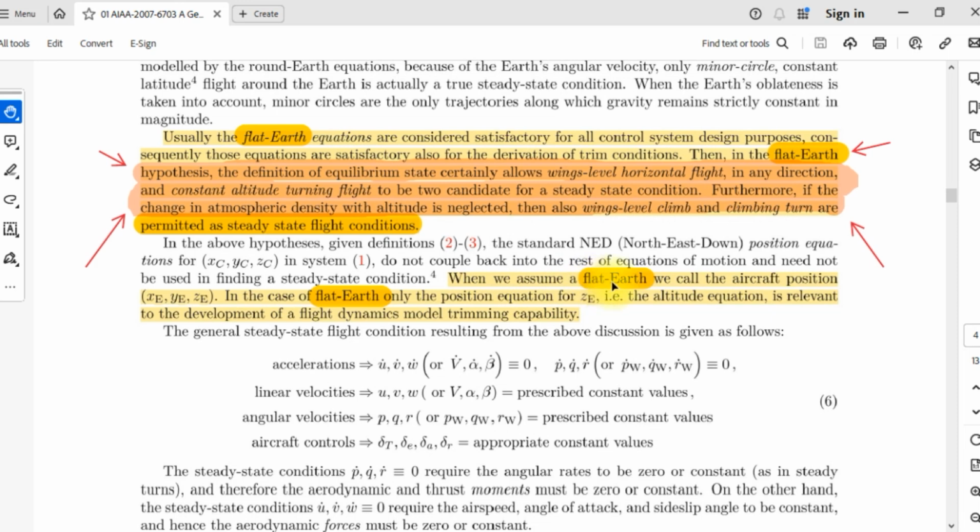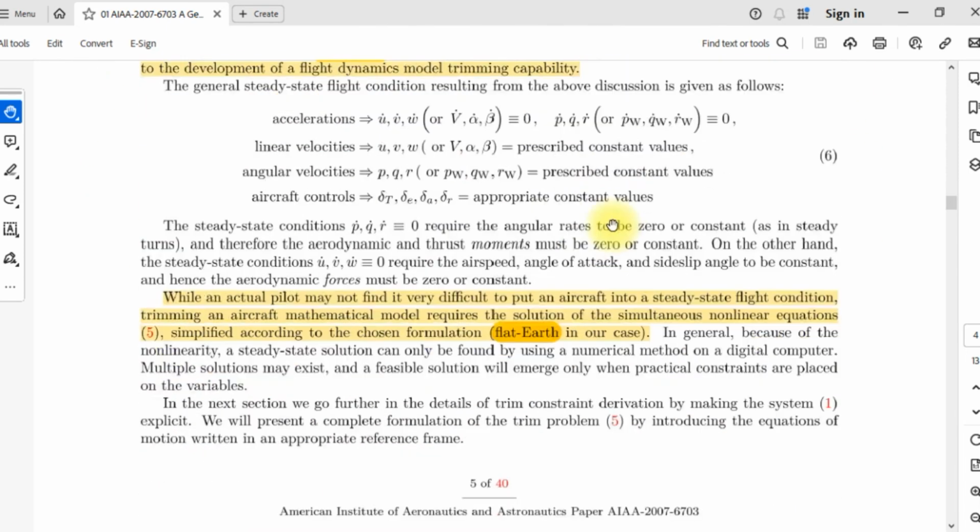When we assume a flat Earth, we call the aircraft position the formula. In the case of flat Earth, only the position equation, the altitude equation, is relevant to the development of a flight dynamics model trimming capability. So more here: while an actual pilot may not find it very difficult to put an aircraft into a steady state flight condition, trimming an aircraft mathematical model requires the solution of the simultaneous nonlinear equations, simplified according to the chosen formulation, flat Earth in our case.